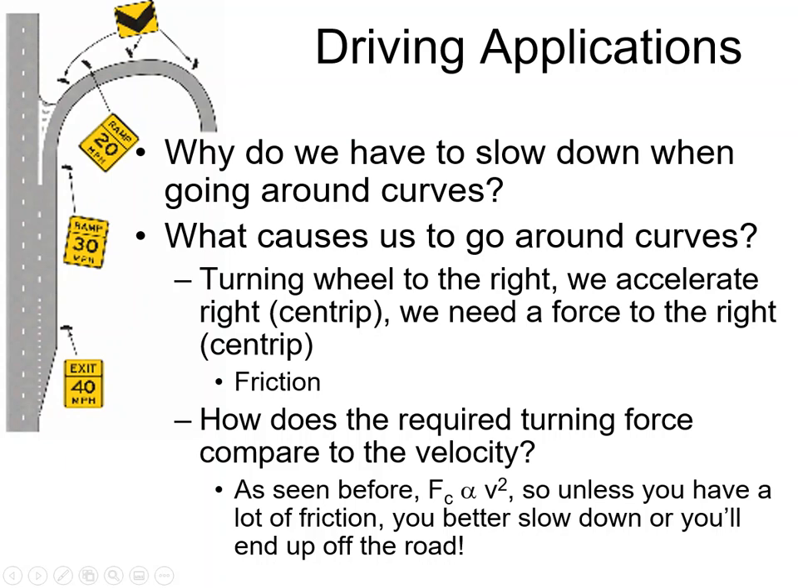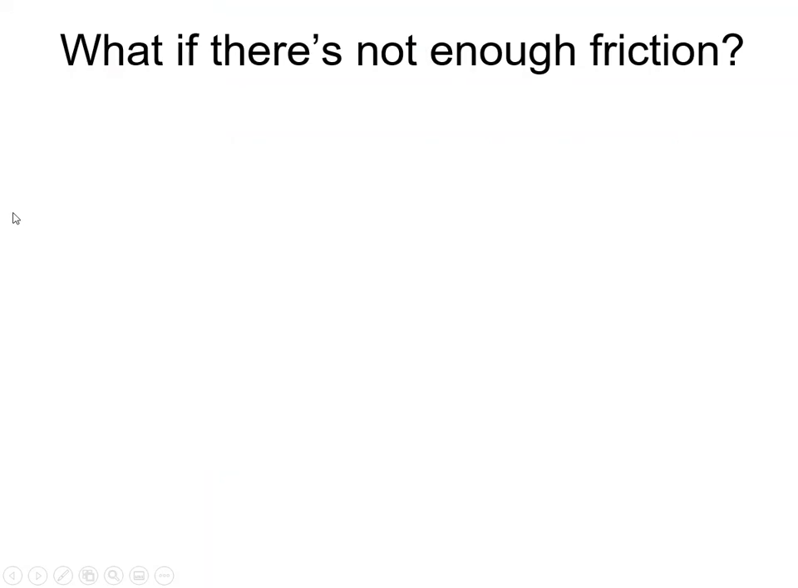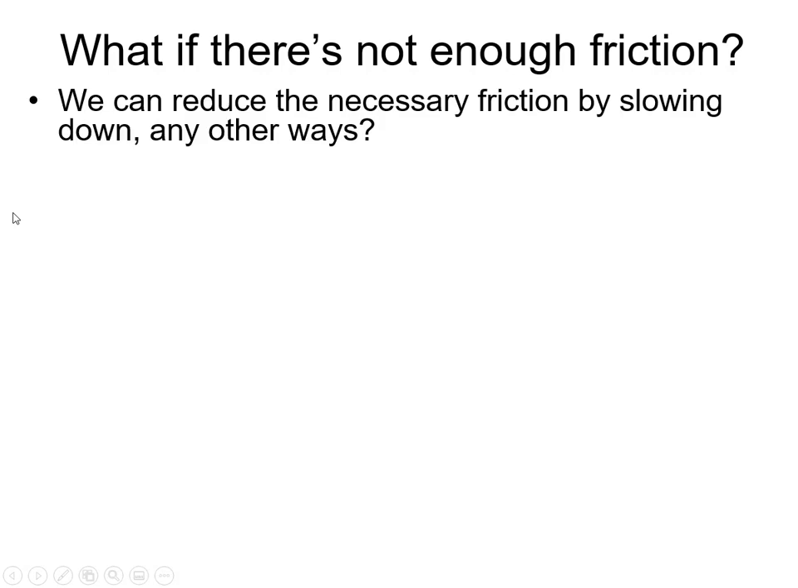Well, kind of different. We do recognize that we need to slow down on the turn, but it turns out, oh goodness, as it so happens, if there's not enough friction, what you want to do is actually have a larger radius for the turn. You say, wait, what? Let's go through it. We can reduce the necessary friction by slowing down, but a lot of people don't really like to slow down. So what other ways can they do it?